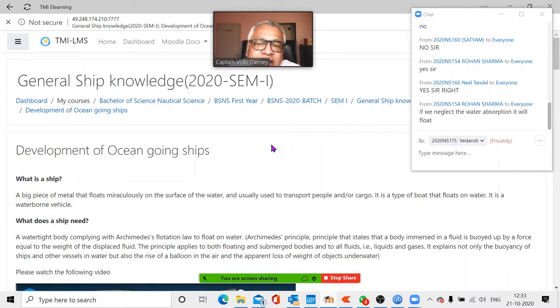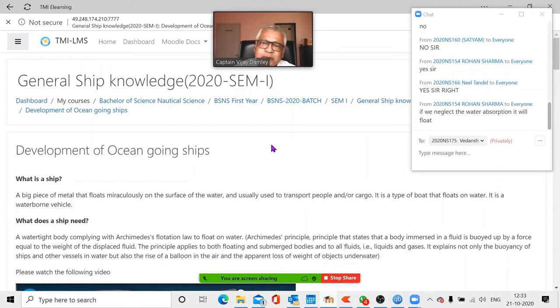And that box is used to transport cargo or people. Anything, whatever you want to take from here to there, just the way we load it in a truck or something, or in a car and drive. Same way, we have got a box which floats in the water, we drive it in the water.